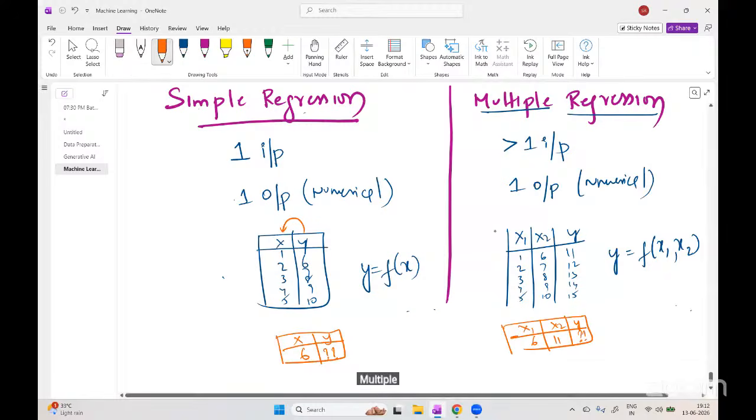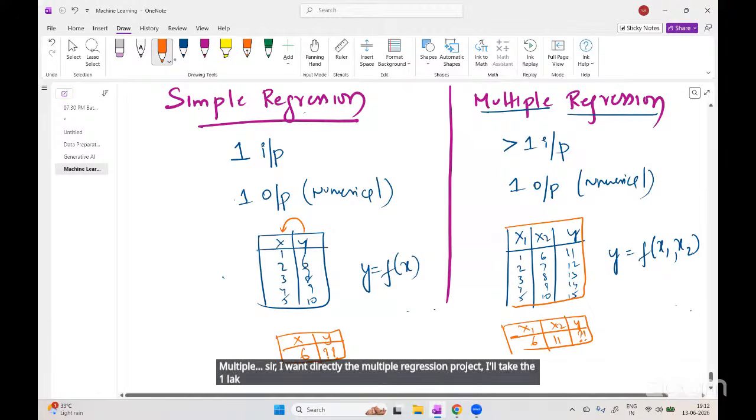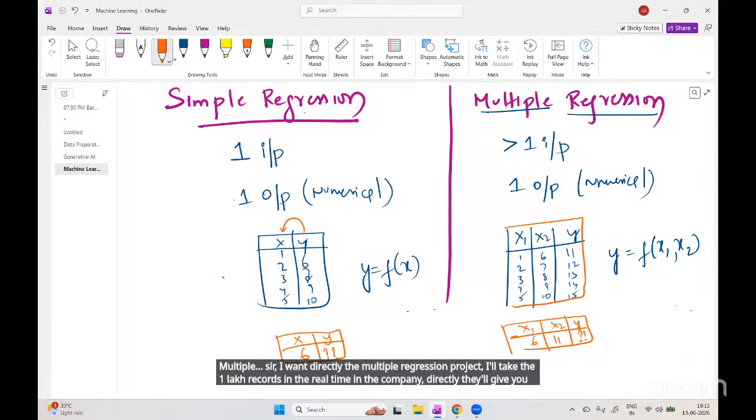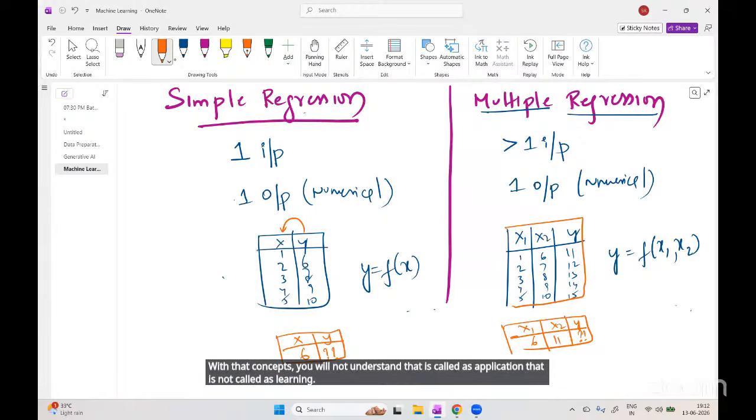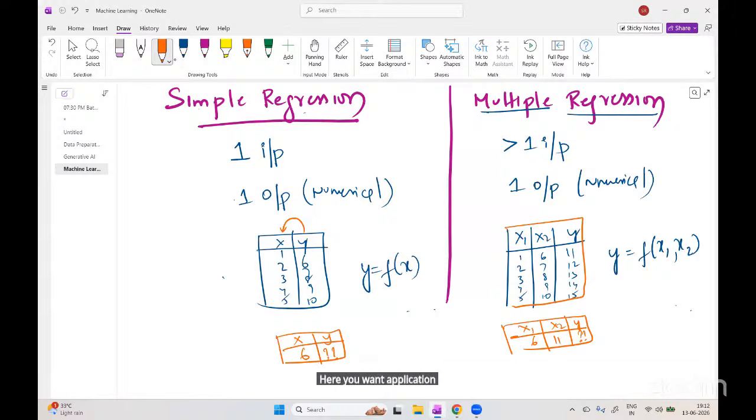Multiple, sir, I want directly the multiple regression project. I'll take 1 lakh records in real time in the company. Directly they'll give 10 lakh records with 100 columns, 50 columns. I want like that. But with that, you will not understand the concepts. That is called application. That is not called learning. Here, do you want application or do you want learning? First decide that.